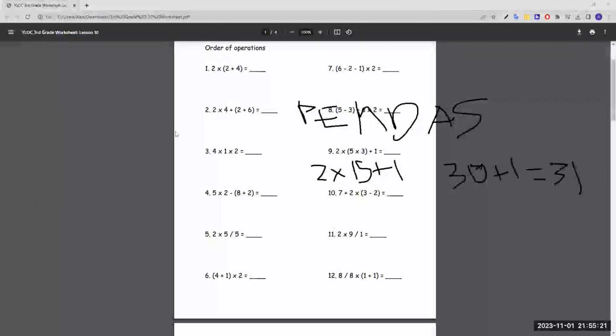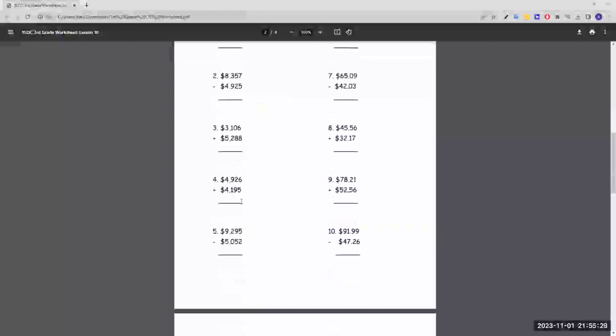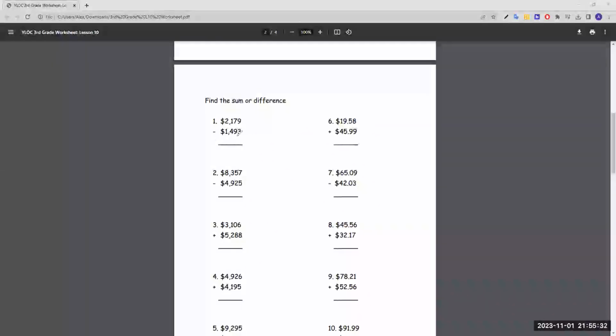Okay, now let's move on to finding the sum or difference. Now, for this section, we're just going to be doing the left side here, which is just subtracting and adding. Number one, 2,179 minus 1,493. So let's start off by subtracting or adding one place at a time. So 9 minus 3 is 6. We can't do 7 minus 9 because 7 isn't greater than 9. So we would take 1 from the 1, that becomes 0. And this becomes 17. So now we can subtract it.